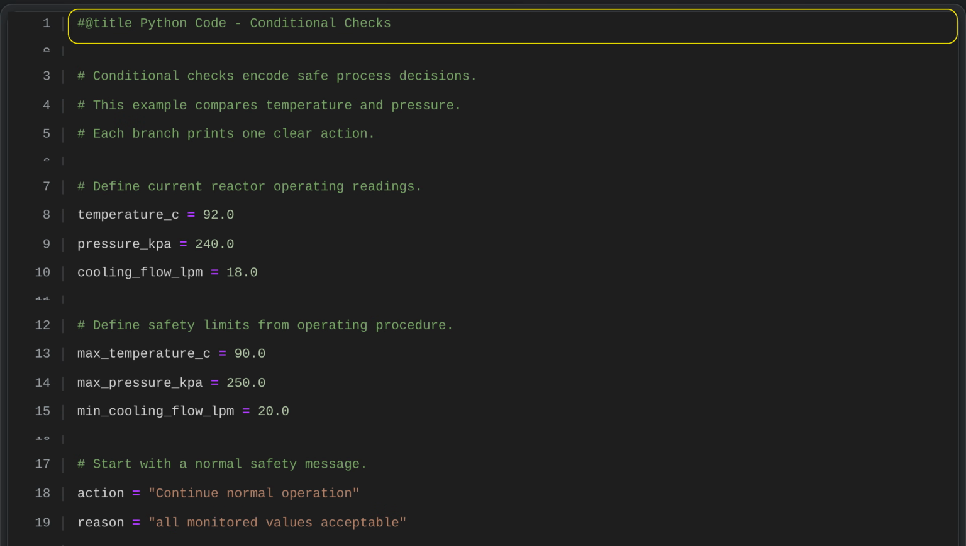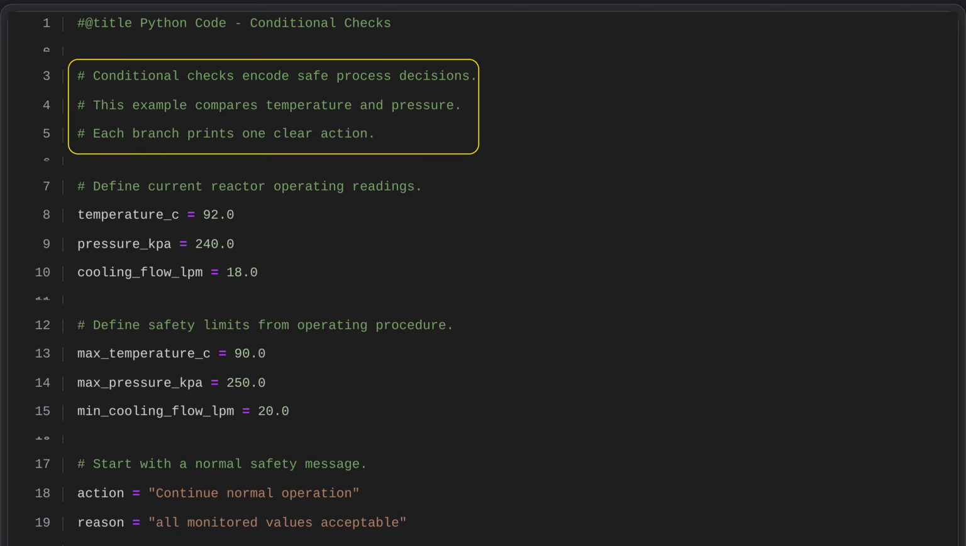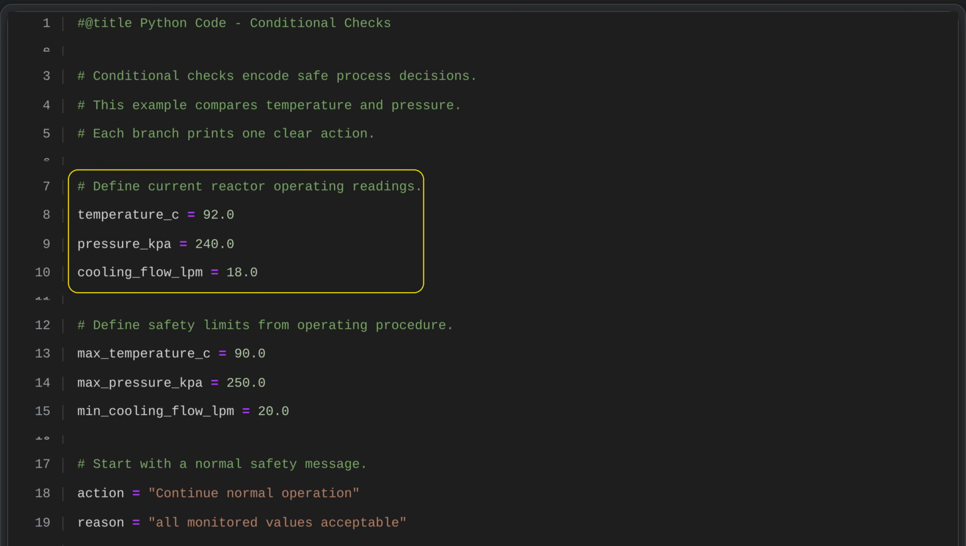Python code, conditional checks. Conditional checks help a program make safe process decisions. In this example, the program compares temperature and pressure, then chooses a branch that prints one clear action. The reactor's current operating readings are set to 92 degrees Celsius, 240 kilopascals, and a cooling flow rate of 18 liters per minute. These real-time values provide the basis for assessing the reactor's safety conditions.